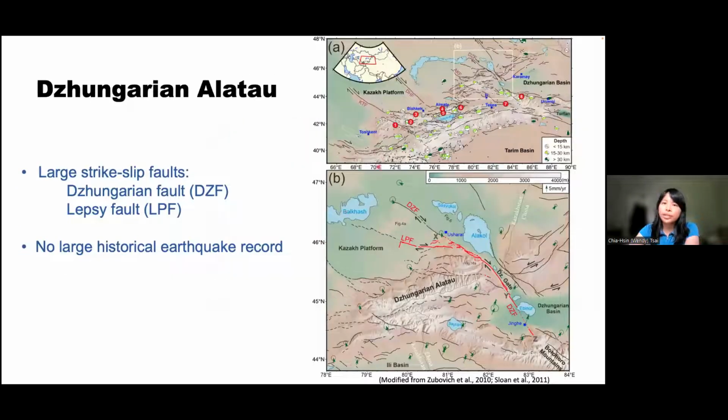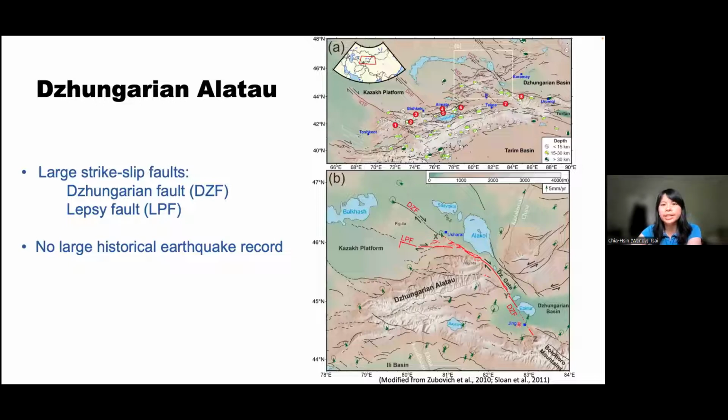Despite the widely spread instrumental seismic records in Tian Shan, we have found that there are apparently fewer records at the northern tip of it. This northern region is called the Dzhungarian Alatau. We have found a large strike-slip fault, which is called the Dzhungarian Fault, and another shorter fault called the Lepsy Fault bounding this mountain range, but no large historical earthquakes here.